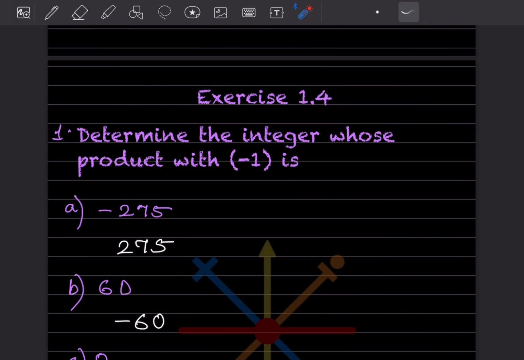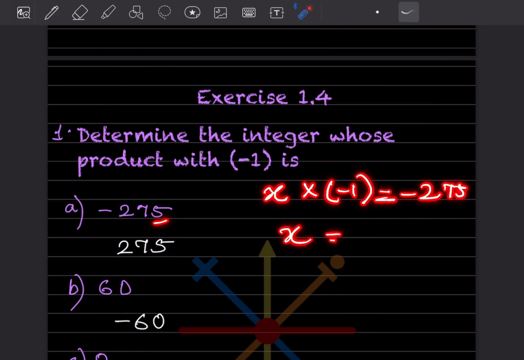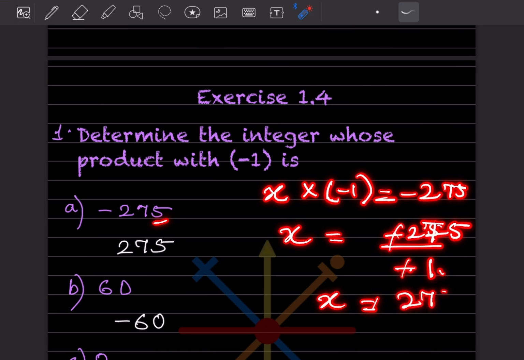Here it says determine the integer whose product with -1 is -275. We don't know the integer, so let us take the integer as x, and with product means multiplication, if it is with -1, it is -275. So x is going to be -275. This is multiplication, so this is going to get divided. So this will be 275. Minus divided by minus is going to be plus. So that is going to be 275.